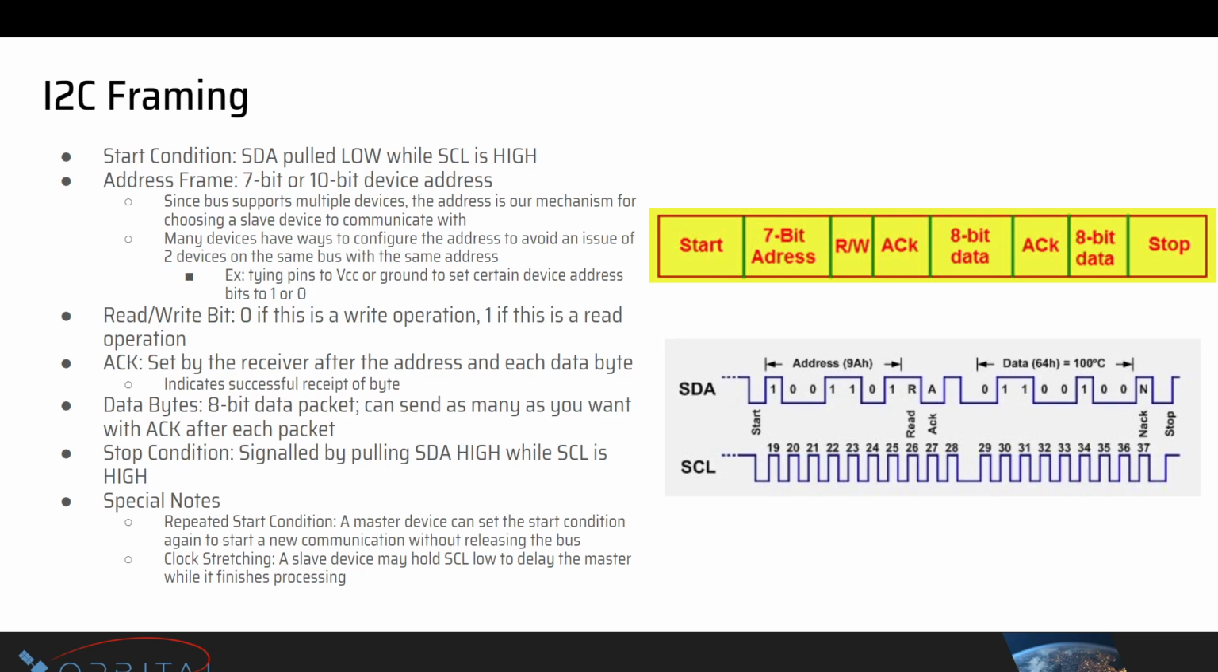That depends. It's really up to the designer of the chip. If the designer of the chip knows that it takes a certain amount of time to process the data, then it would include a clock stretch. It's more of a behavior that some chips will show, and it will be mentioned in the data sheet for the chip.